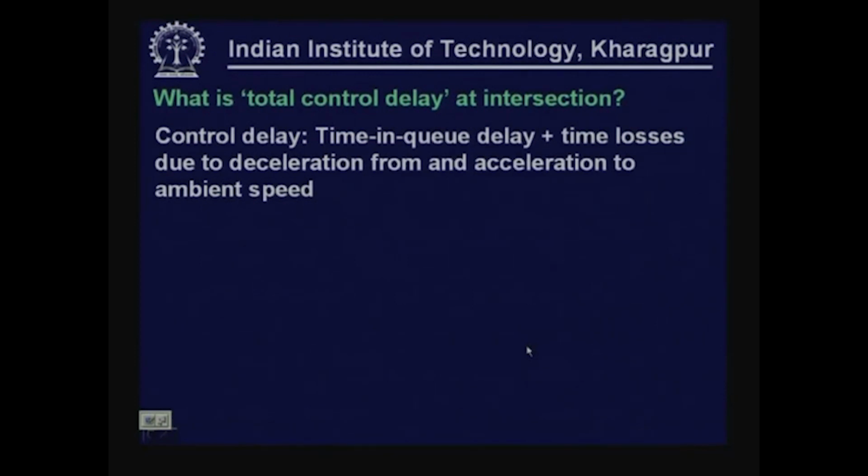Finally, what is total control delay at an intersection? Total control delay generally includes time in queue delay plus time losses due to acceleration from and deceleration to ambient speed. Suppose there is no intersection, no signal, the vehicle will just go. So, delay is due to the time in queue, the amount of time the vehicle is in queue, that is one component, and another component is from the normal speed. Once the speed is reduced because of this intersection, there is deceleration, from ambient speed to a lower speed, and then again from a stopped condition to ambient speed using acceleration. So, control delay is time in queue delay plus time losses due to deceleration to and acceleration from ambient speeds.